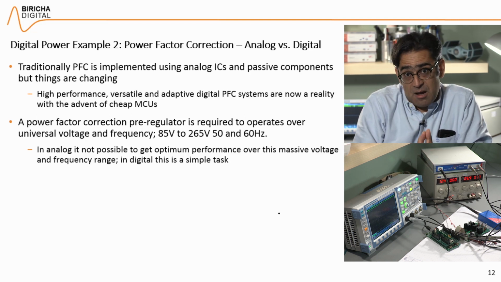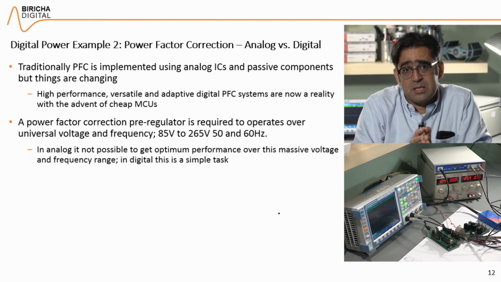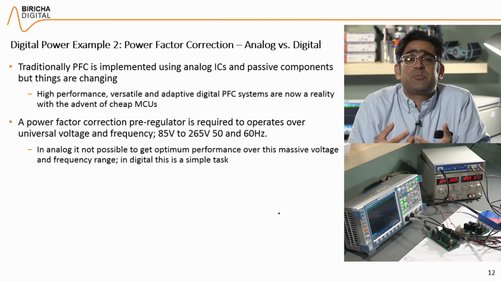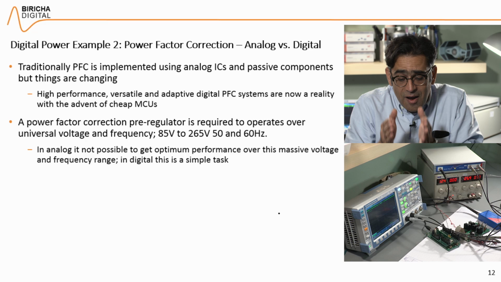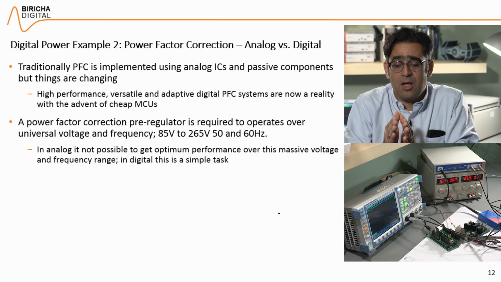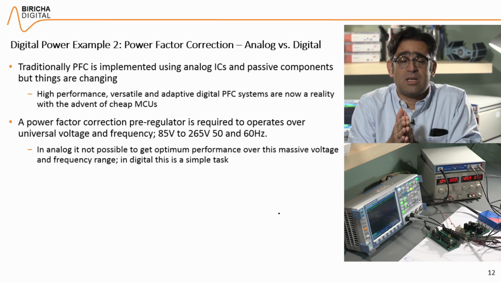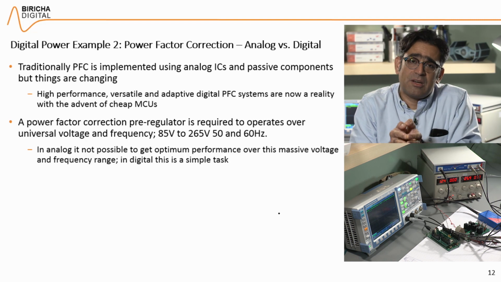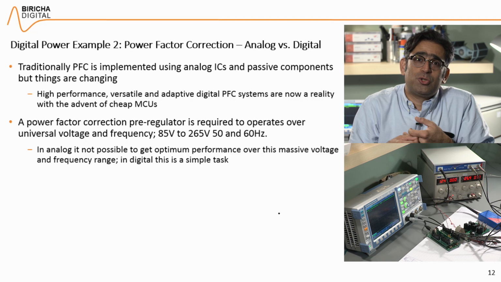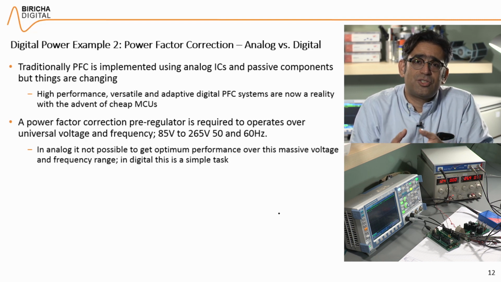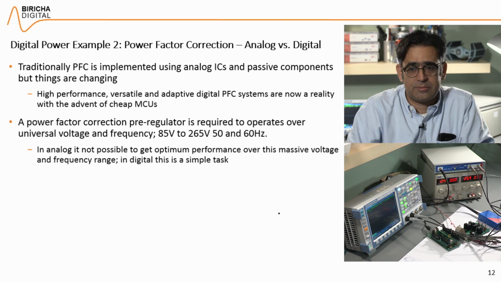Typically PFCs are designed at 230 volts, 50 Hertz, and that is because of the EN 61000-3-2 standard, which specifies a test voltage. So you design the analog one at that particular voltage and frequency, but the performance deteriorates when this voltage changes. In digital, you can measure the line frequency, you can measure the input line voltage, and you can change things appropriately.